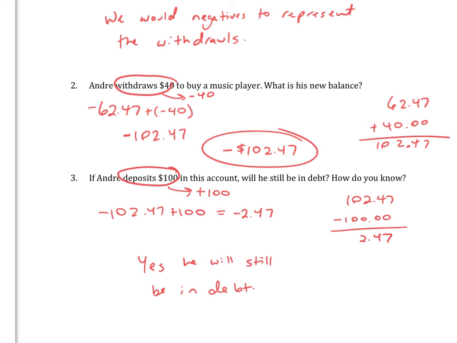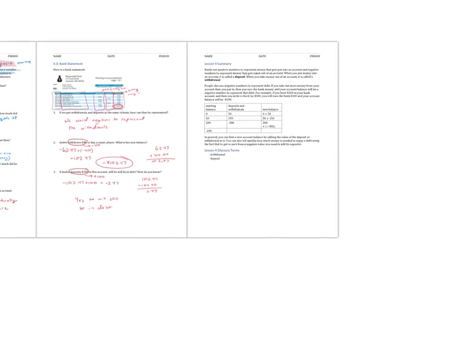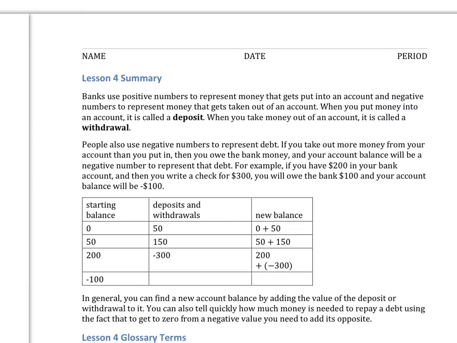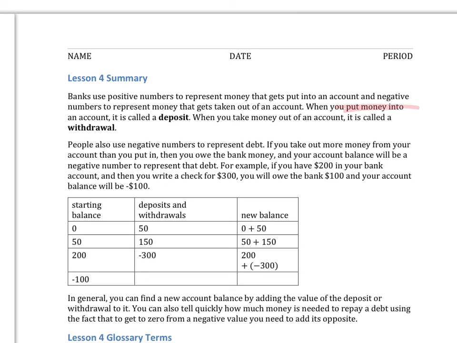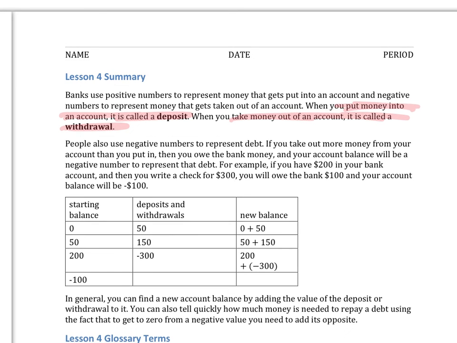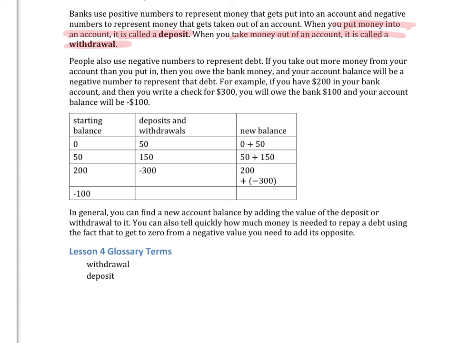So some key ideas here. Just remember, we can use positive numbers to represent payments in bank accounts. When you put money into an account, it's called a deposit. When you take money out of an account, it's called a withdrawal. And also remember that when you are in debt, this means you have a negative amount or that you owe someone, or a bank, money.